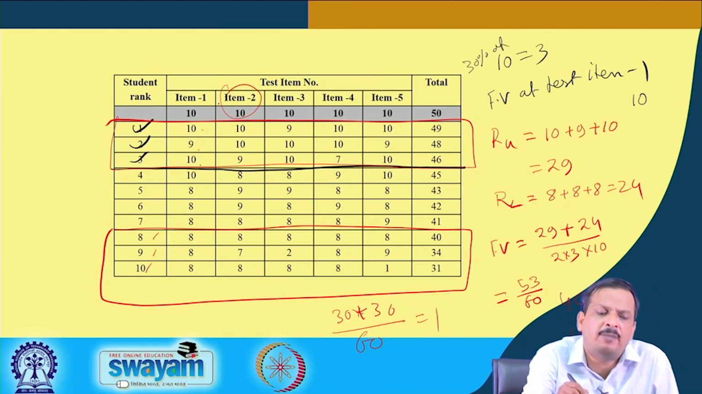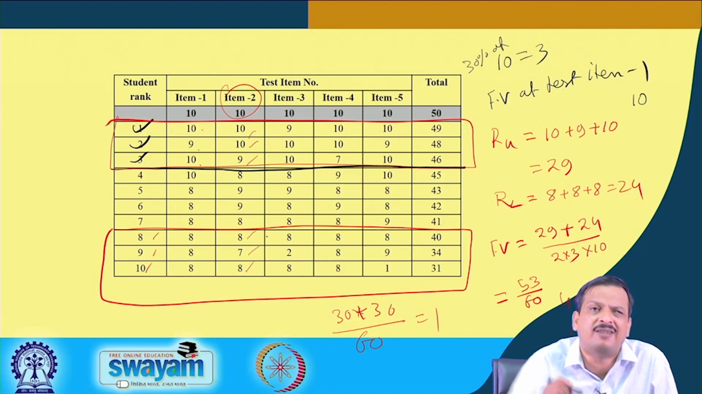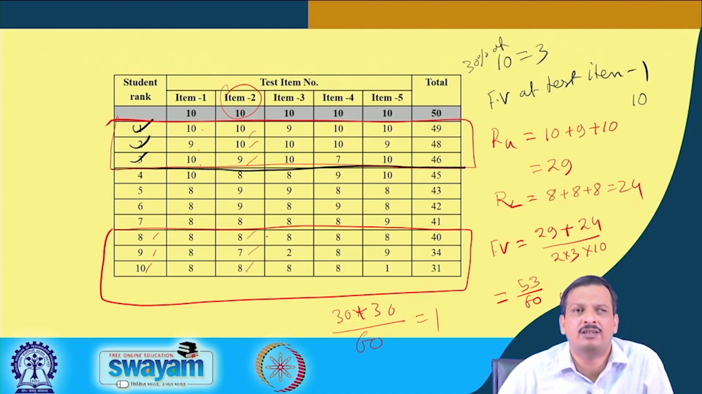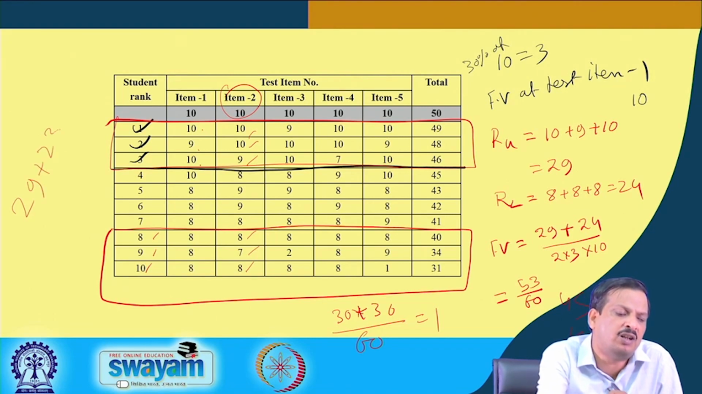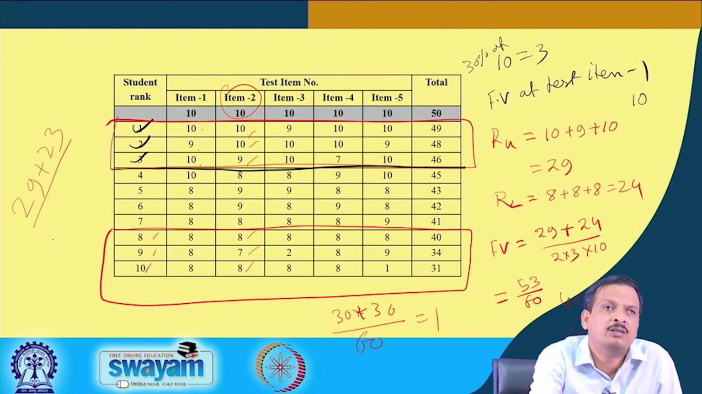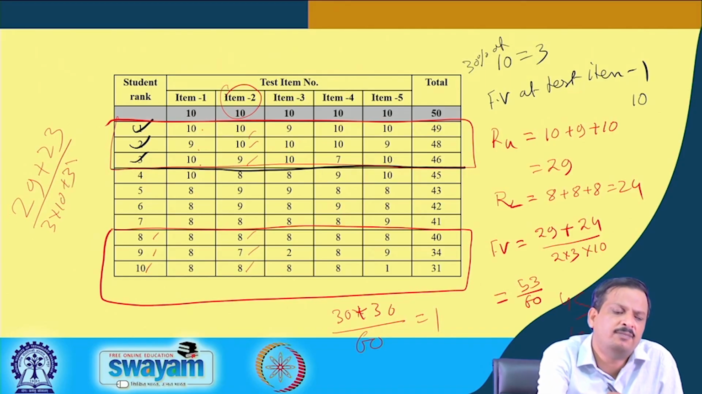Marks obtained by the upper group: 10 plus 10 plus 9, that is 29. Marks obtained by the lower group: 8 plus 8 plus 7, so 16 plus 7, 23. So, marks obtained by the upper group 29 plus marks obtained by the lower group 23, divided by all students who give the correct answer: 3 plus 3 into 10, that is 52 by 60.